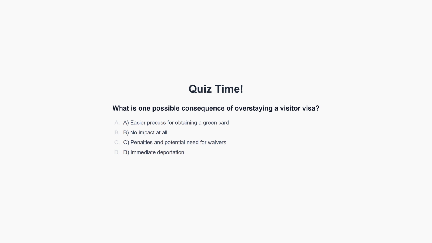It's quiz time. What is one possible consequence of overstaying a visitor visa? Is it A, easier process for obtaining a green card, B, no impact at all, C, penalties and potential need for waivers, or D, immediate deportation? You may pause the video now to think about the answer, and we will discuss the answer in the next section.